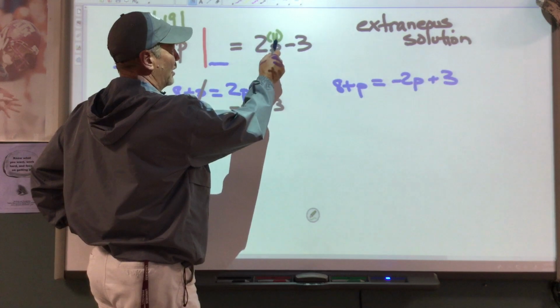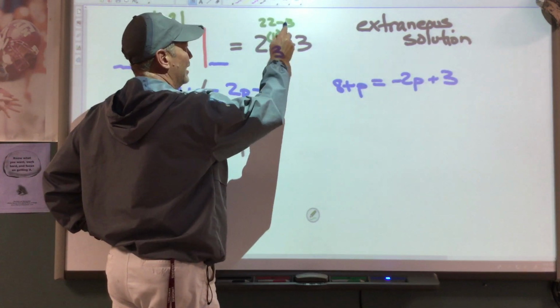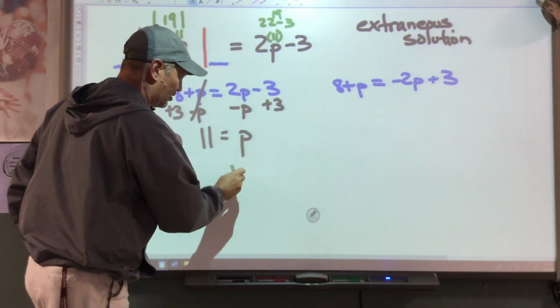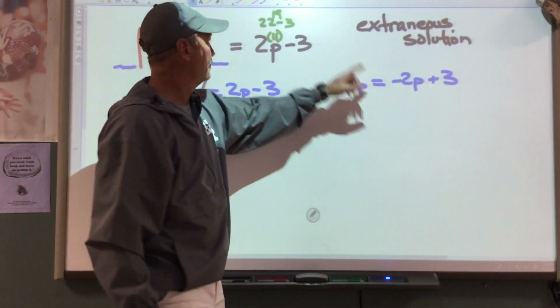2 times 11 is 22. 22 minus 3 is 19. 19 equals 19. This checks. That's a good answer. Let's solve this one.